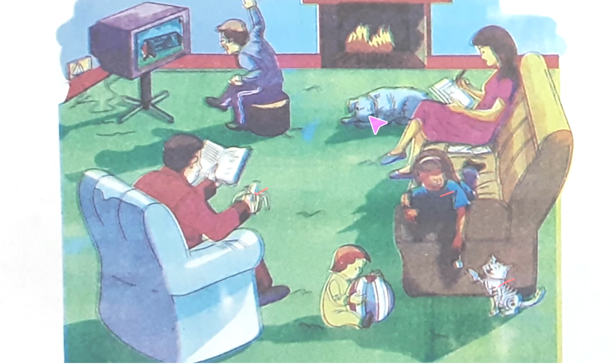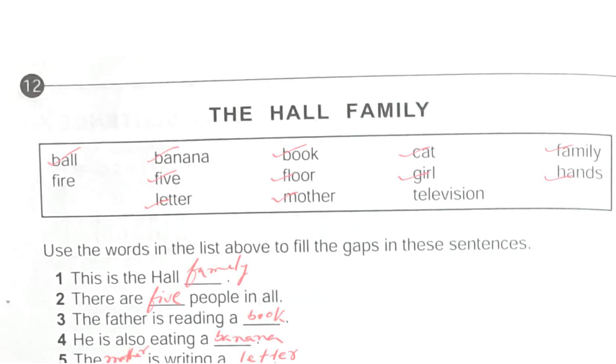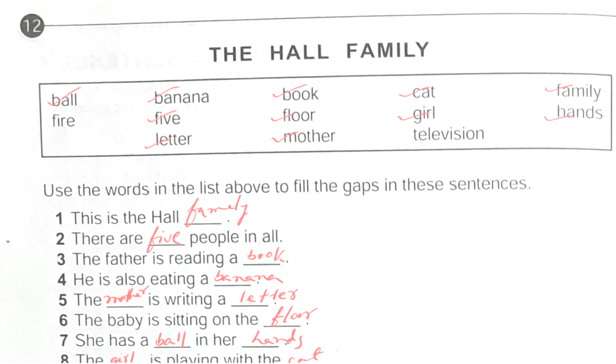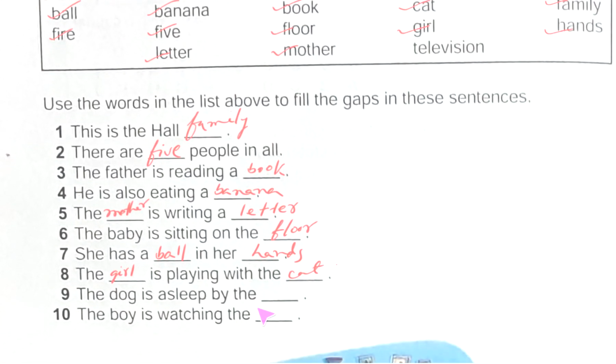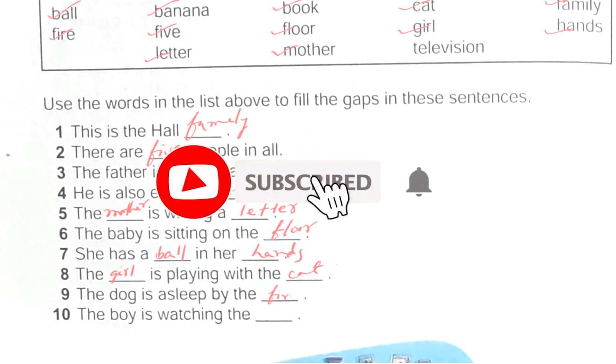The dog is asleep by the, let's see where? Here, see, by the fire. The cat is asleep by the fire. So see, here it is also written fire. So we can put this word in the blanks. The dog is asleep by the fire.